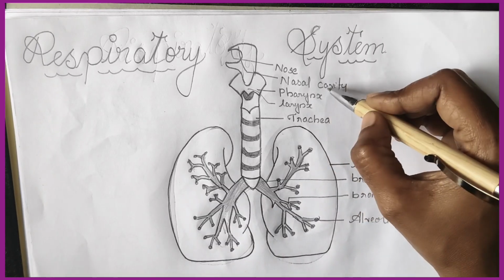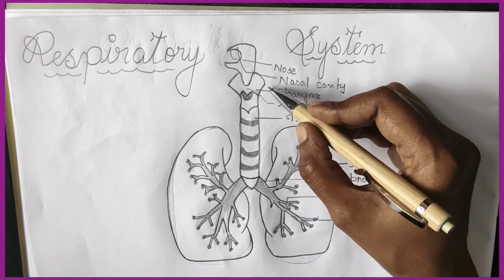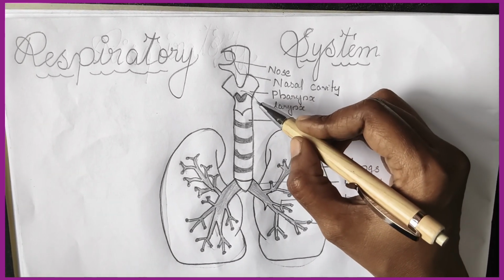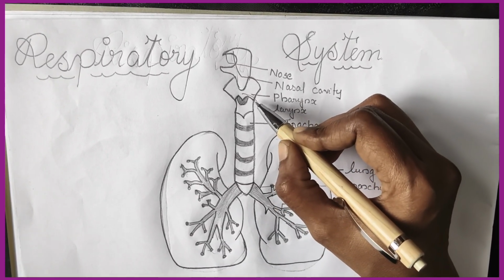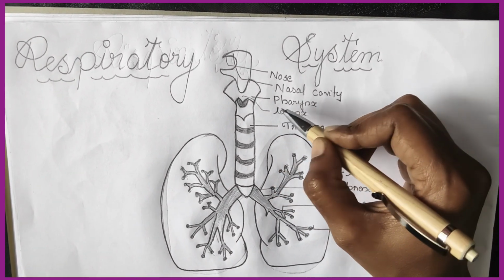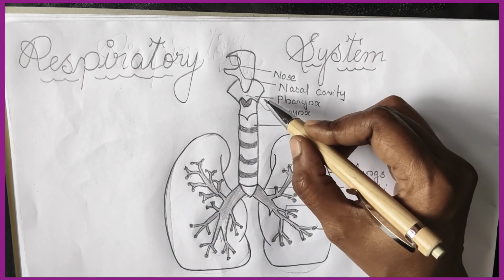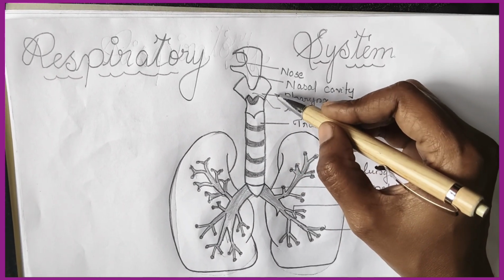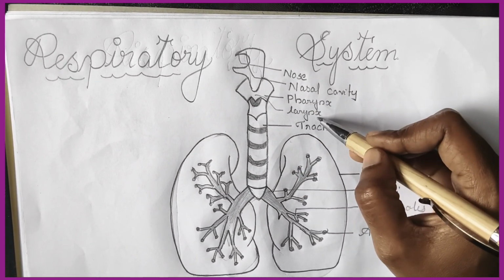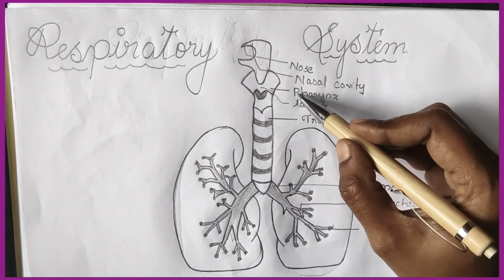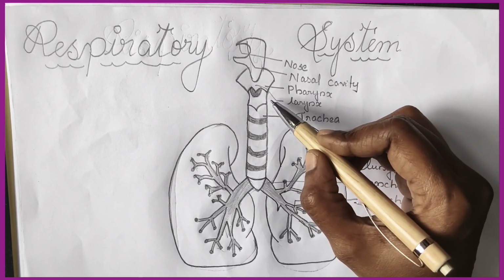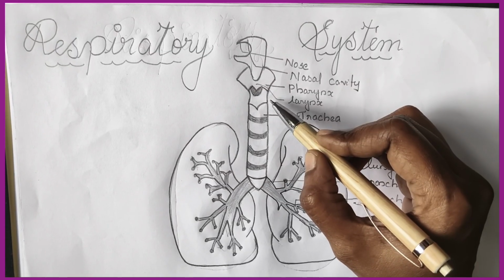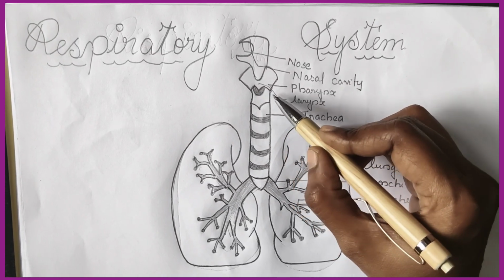The nasal cavity is followed by the pharynx. Pharynx is a funnel-shaped structure and it is the common passage for the foodpipe and windpipe. Then the pharynx is followed by the larynx. In the larynx, the foodpipe and windpipe are separated. When it is separated, the air and food particles should not collide.